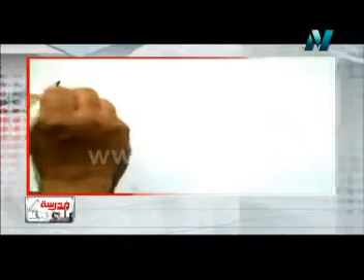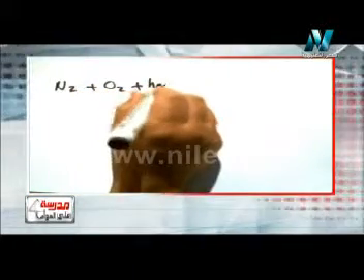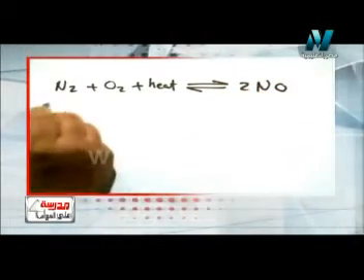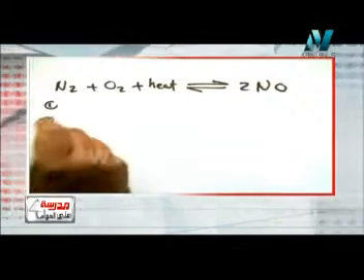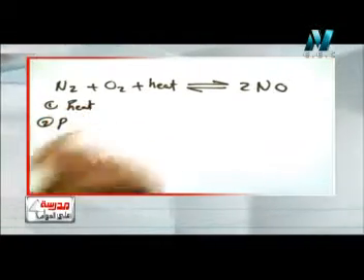Number one, the effect of heat: increasing the heat increases the concentration of NO. Why? Because it is an endothermic reaction, N2 plus O2 plus heat gives NO. Number two, what is the effect of pressure? Number one was about heat, now pressure.